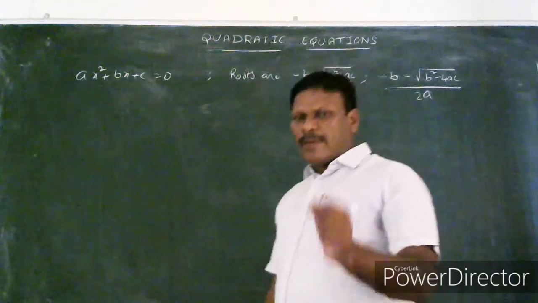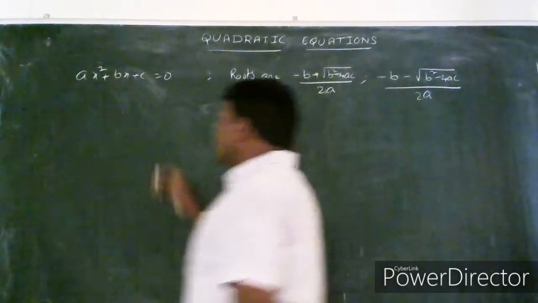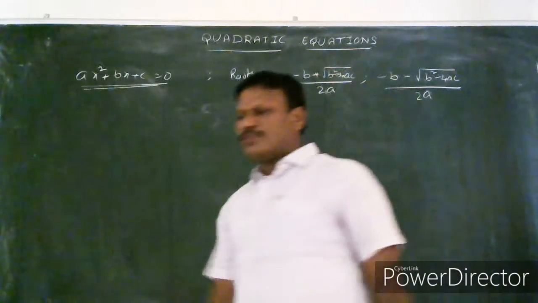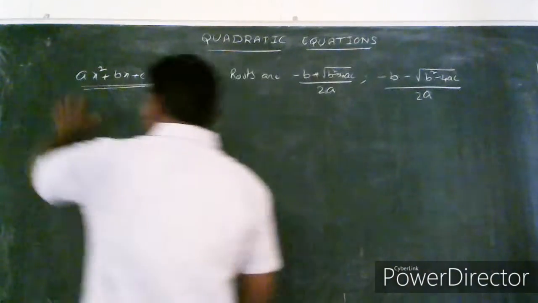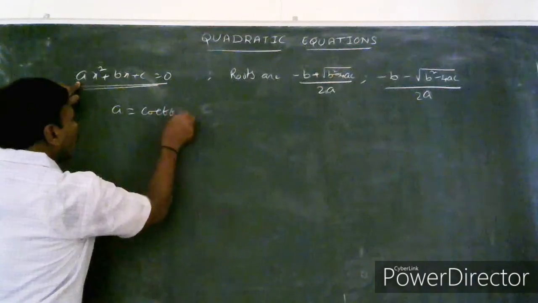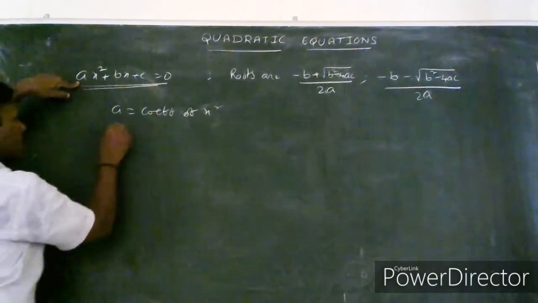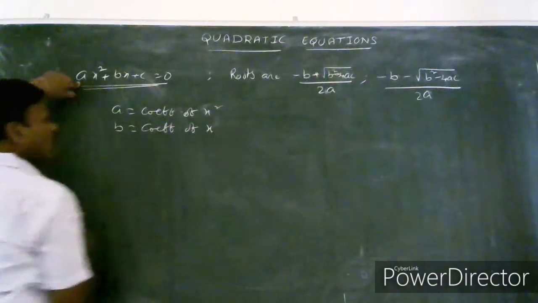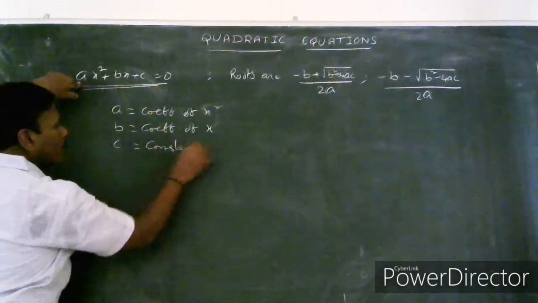Now I prepare two formulas. This is the quadratic equation, ax² + bx + c = 0. In this equation, a is equal to the coefficient of x², b is equal to the coefficient of x, c is equal to the constant.